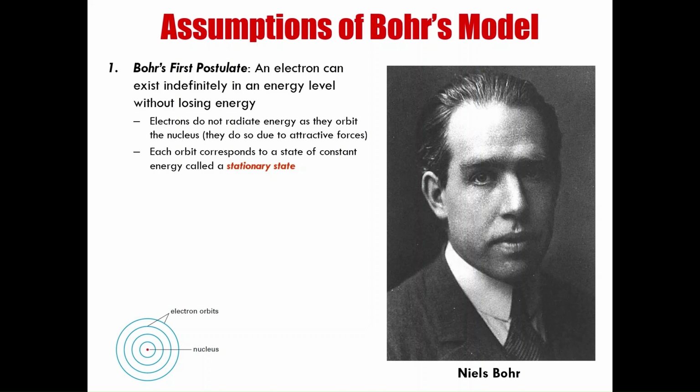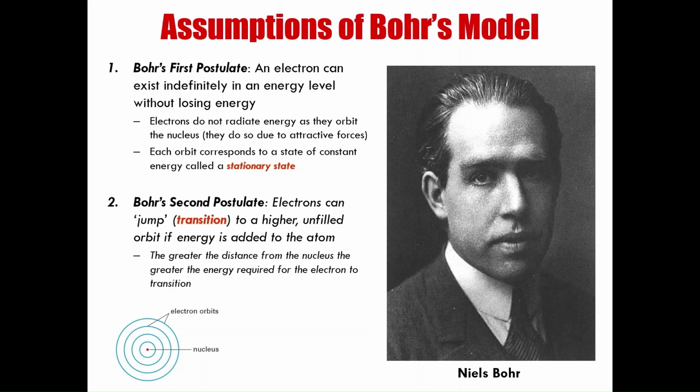and we call that state of constant energy the stationary state. His next postulate, the second postulate, is electrons can jump, transition is the scientific word, to a higher unfilled orbital if energy is added to the atom. And so electrons, like we saw before, will absorb specific amounts of energy and they will jump, transition to an excited state only if the orbital that they're jumping to is empty enough for them to occupy. Okay, and so the greater the distance from the nucleus, the greater the energy required for the electron to transition.